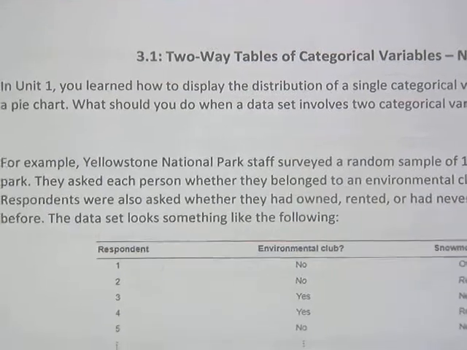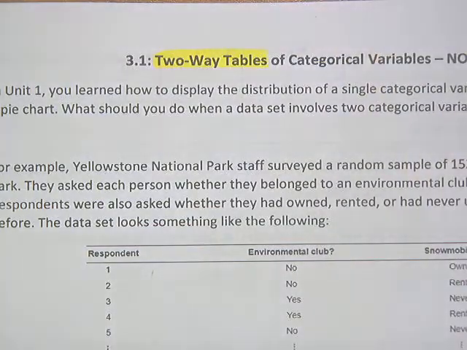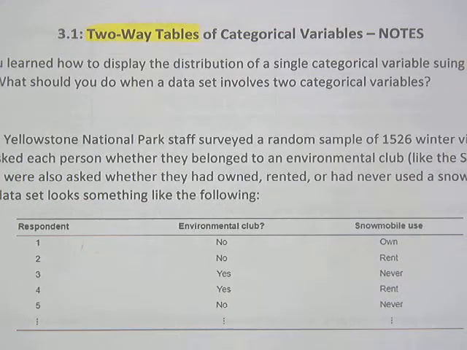So the title of the notes for the beginning of this chapter is two-way tables. We're going to be talking about categorical variables. It's been a long time since we've talked about that vocabulary word. Categorical just simply means, like on a survey, if I asked you a yes or no question, your answer would be yes or no. It's not going to be a number. It's going to be some kind of a word answer. It's going to put you into a category with other people that have the same answer as you.